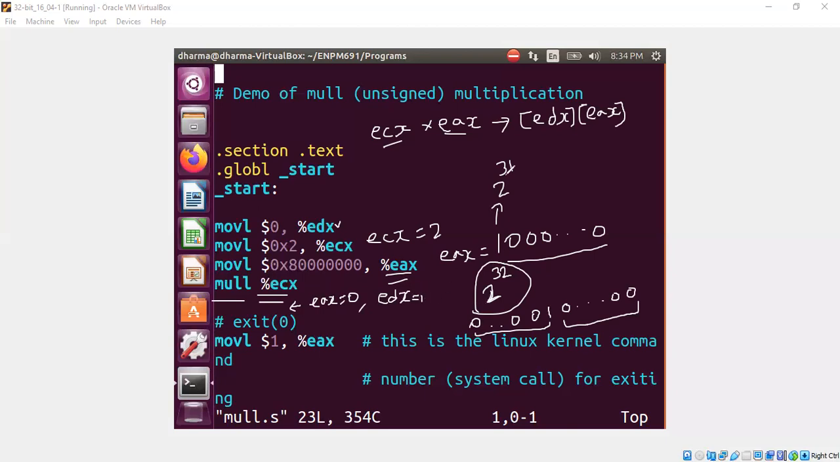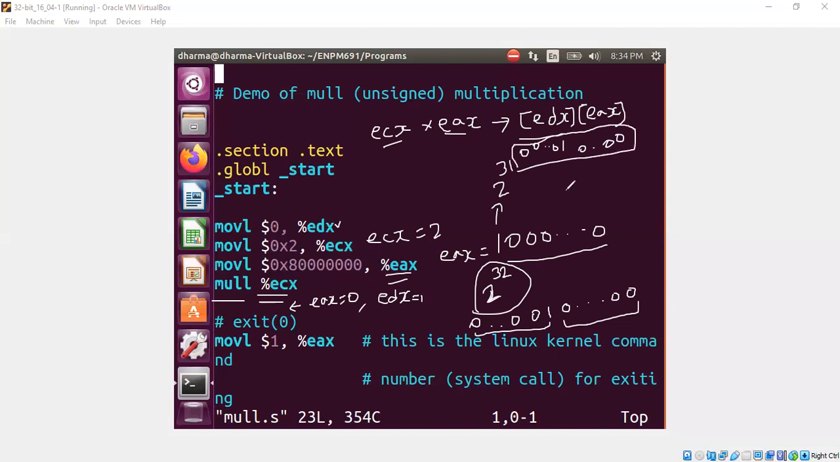And 2 power 32 is represented using two registers. In this register we put 1, and in this register we put a 0. That means all 32 bits are zeros, and here of course all zeros in the beginning. So you have 2 power 32. Okay, so that's basically it.